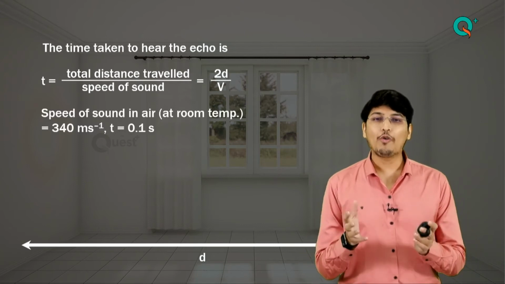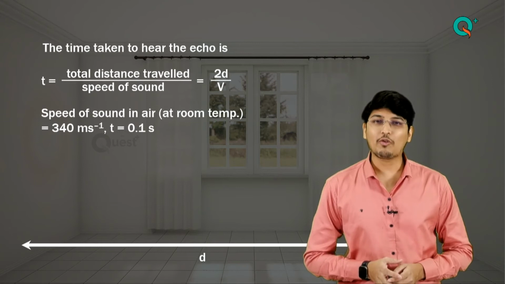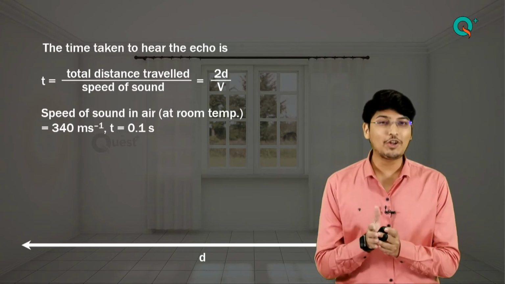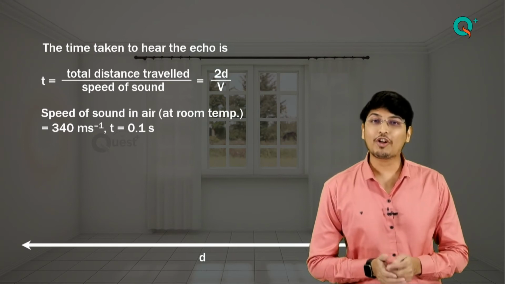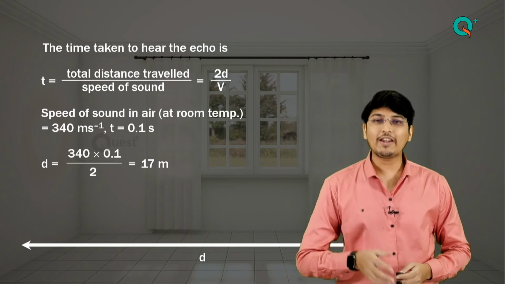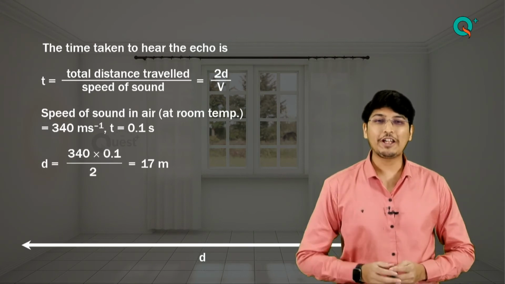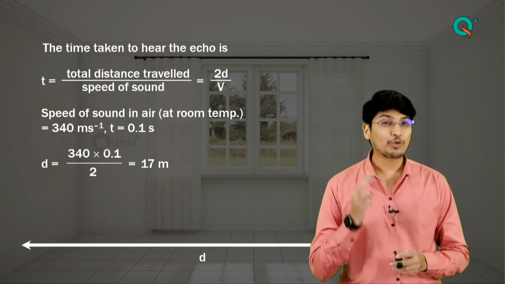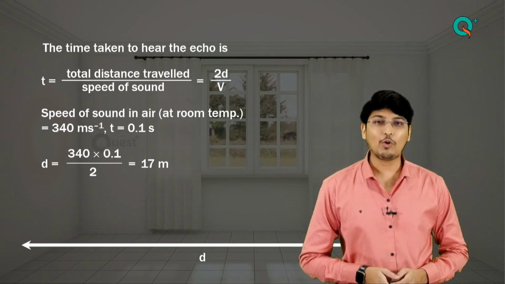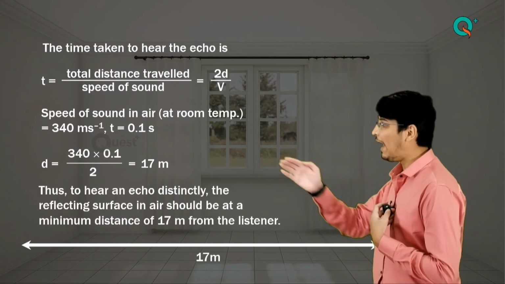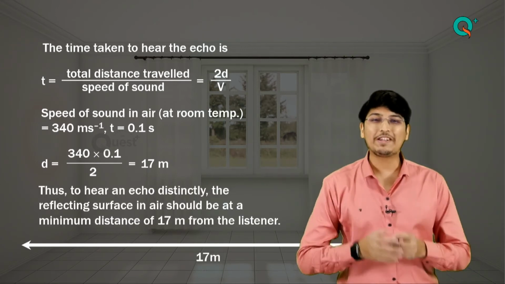Now, we already know the velocity of sound at room temperature. Let's say that is 340 meters per second. And in the first condition, we have been told that the condition for time is about 0.1 seconds. So if I plug in these values, I can calculate the distance as 340 into 0.1 upon 2, which gives me 17 meters. So the second condition for hearing an echo clearly says that the minimum distance between the observer and the reflecting surface should be 17 meters.